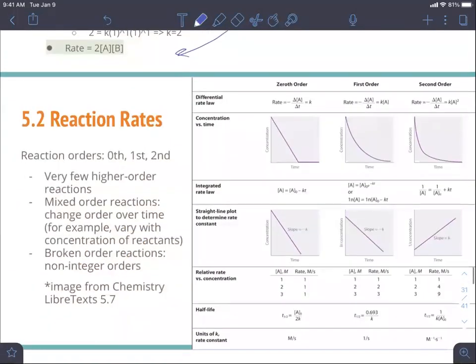Okay, so these are reaction orders. There's actually a lot to talk about in regards to reaction orders, but all of it can be summarized in this diagram. I also recommend going here if you want more practice or if you need more help, it's a really great online textbook. Okay, so 0th order.